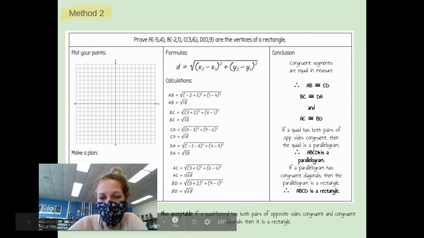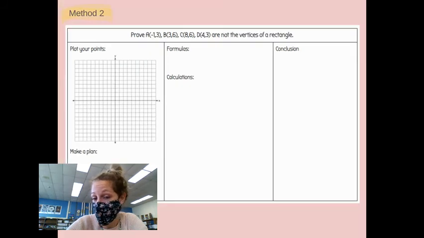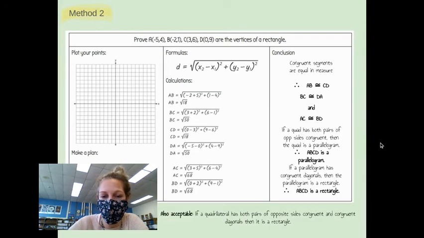In my conclusions, I first explicitly stated that it was a parallelogram. That isn't necessary. On the bottom of this slide, it says, if a quad has both pairs of opposite sides congruent and congruent diagonals, then it is a rectangle. If you're going to use that wording, you can jump right to the conclusion that ABCD is a rectangle without telling me that it's a parallelogram first.